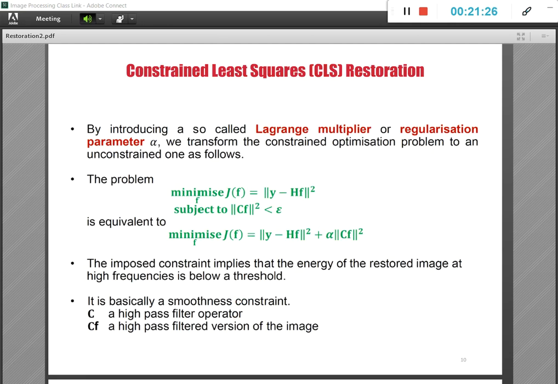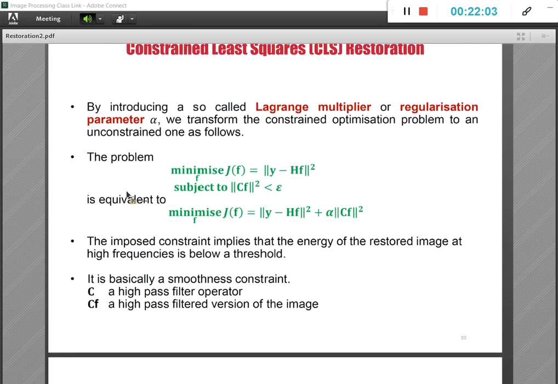Another solution, an improved solution: constrained least squares, or CLS restoration. By introducing a so-called Lagrange multiplier, or regularization parameter alpha, we transform the constrained optimization problem to an unconstrained optimization problem, as follows.